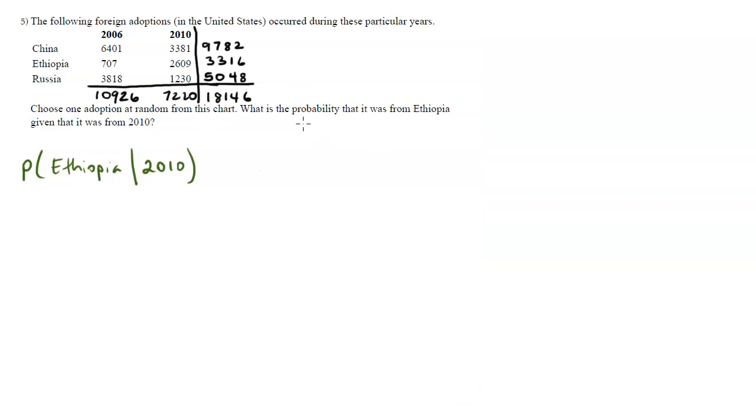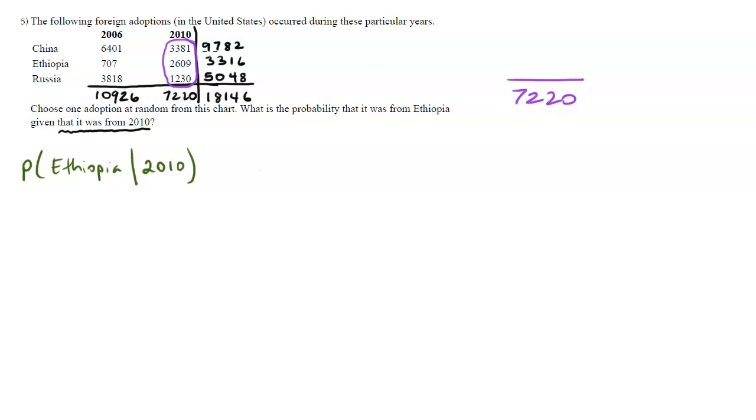So this is conditional probability. This is saying, what is the probability that the adoption is from Ethiopia, given that we know this has already occurred? We know the adoption was from 2010. So we know the adoption is one of these. It can't be from 2006, because it was from 2010. So I'm not considering any of these 10,926. I'm only considering these 7,220. That's my sample space. That's my denominator.